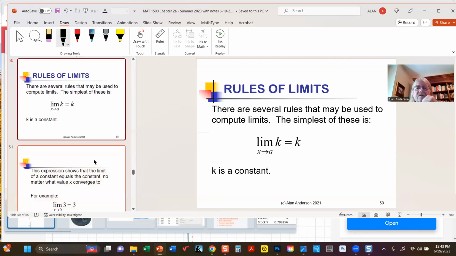For example, the limit of a constant is just equal to the constant. Well, that makes perfect sense. The limit of 3 is just 3. All right, that's the end of the story. Okay, just 3. Now, what about more complex cases?